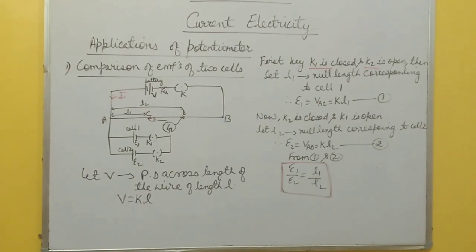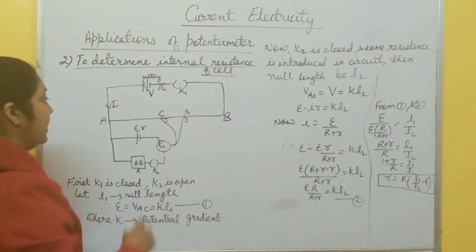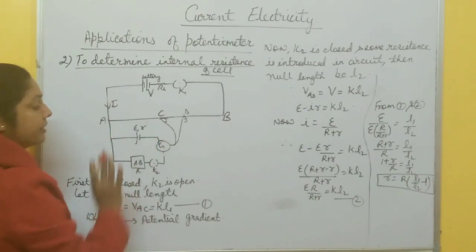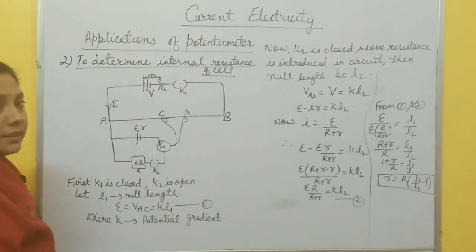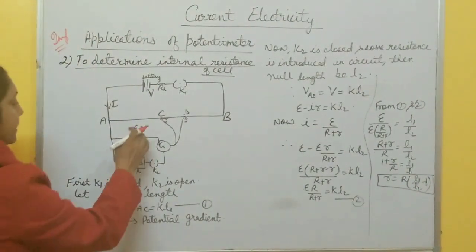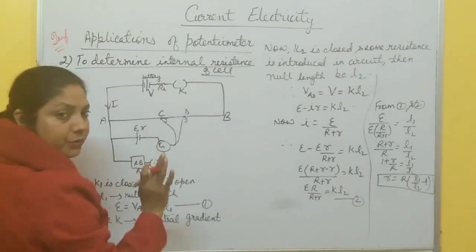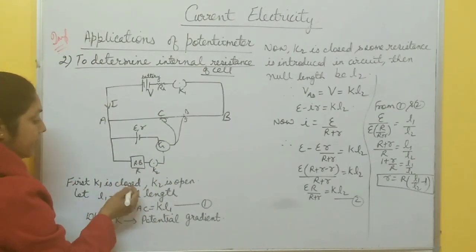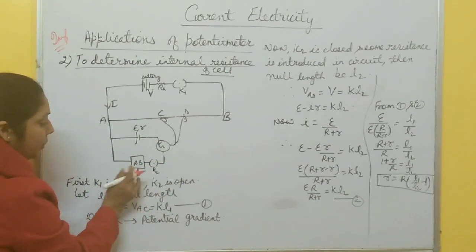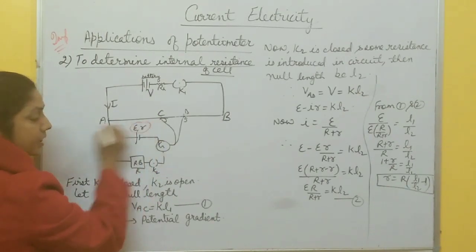Another application is to find the internal resistance of the cell, which is also very, very important. The last application of this potentiometer is to determine the internal resistance of the cell. Suppose this is a cell having EMF E and internal resistance r. How do you calculate this internal resistance? This application is very, very important from the examination point of view. To calculate it, first this key K1 is closed so that a constant current flows through this wire. Now, with K1 closed and K2 open, no current flows through this resistance box, and only this cell is in the circuit.